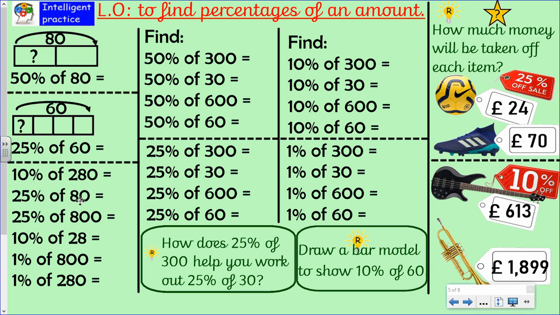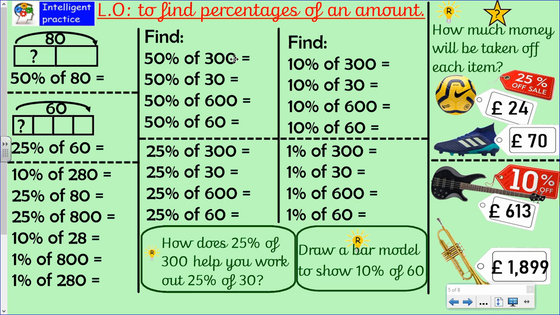And you might see that these numbers are related. Look, 10% of 280, 10% of 28. So think about the connections as you're doing these questions. You've got 25% of 800 and 1% of 800, okay? You've got 10% of 280 and 1% of 280. So as you're doing them, think about what's linking things together.